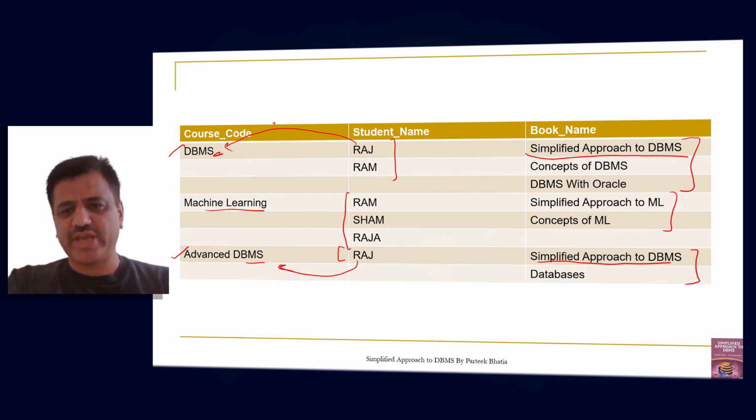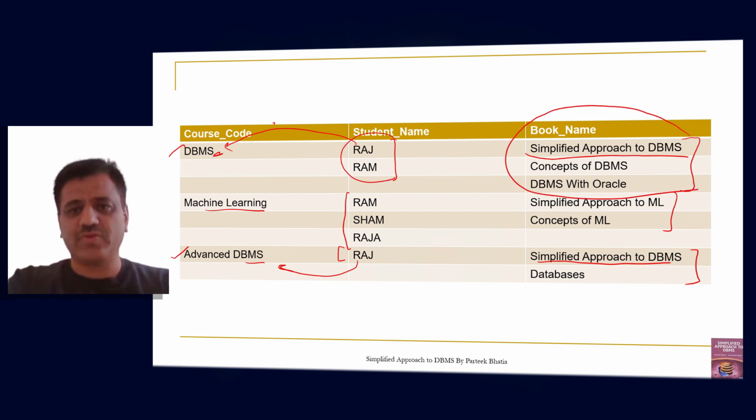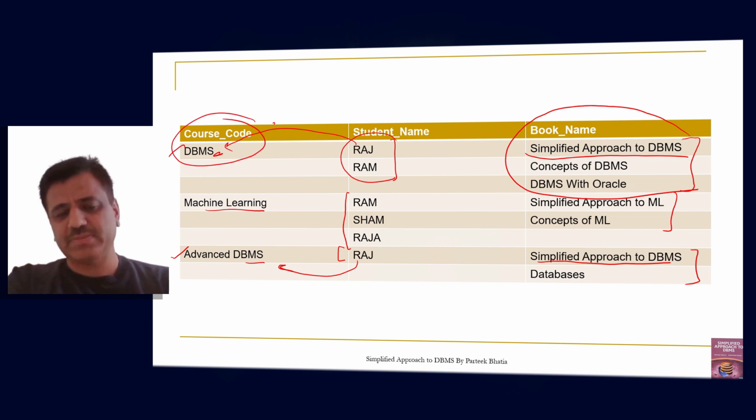Let's suppose we have this data set and we have to normalize it. The first task will be to identify whether this database is in first normal form or not. You can see that there are some repeating groups. Here we have a repeating group for student name. Here we have a repeating group for book name for a given value of course code. Of course, this table is not in first normal form. So the first step will be to convert this table into first normal form by using the flattening approach.